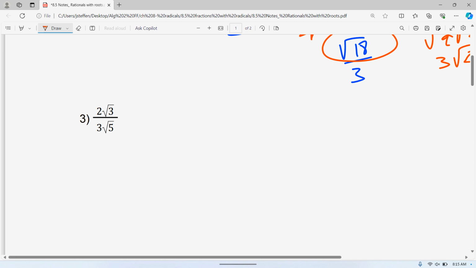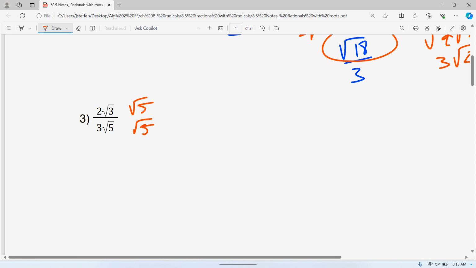Number 3. Now, there's actually 2 different ways to look at this one. Just like we did before, where if we had something like 2 over 3i, you can either multiply the top and the bottom by i, or multiply the top and the bottom by 3i. Same story for this. You can either multiply the bottom by the square root of 5, or multiply by 3 root 5.